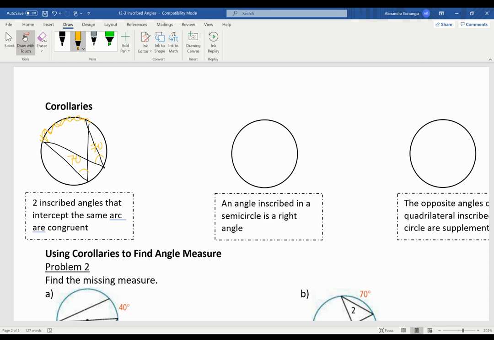The next one is that an angle inscribed in a semicircle is a right angle. So here's my semicircle, right? And an angle inscribed in a semicircle, so that angle right here. If I notice the intercepted arc here is the other half of my circle, that'll make this inscribed angle a right angle.